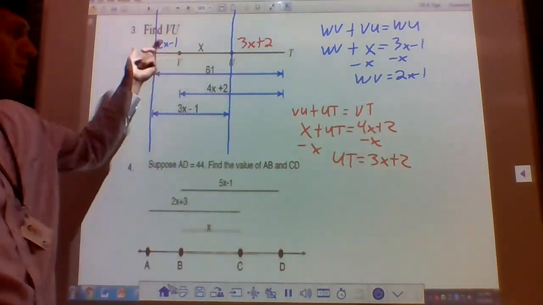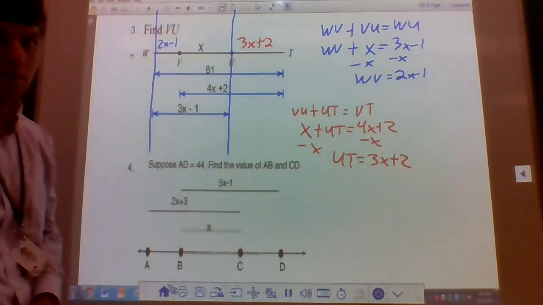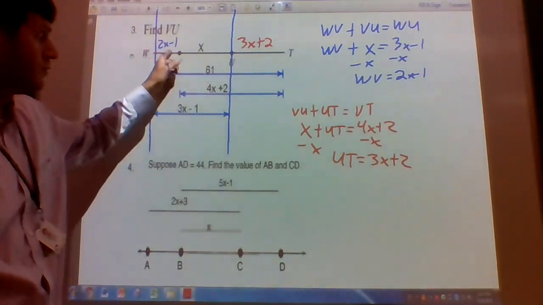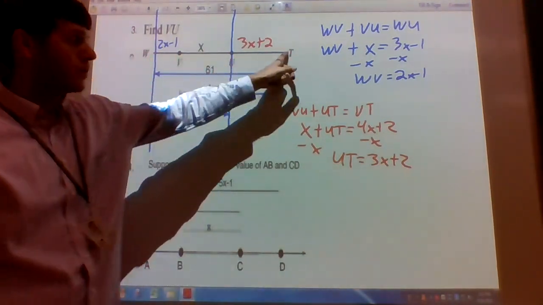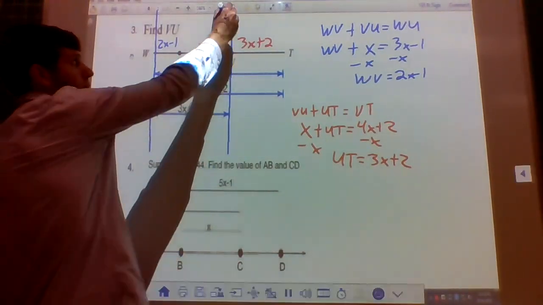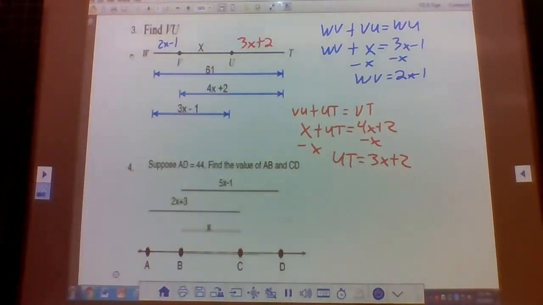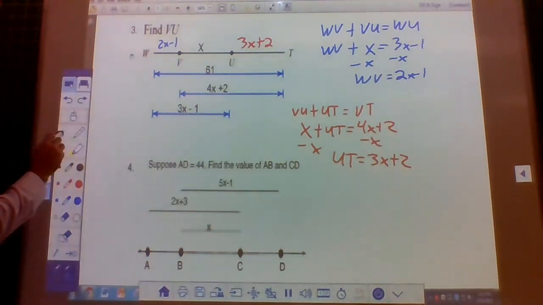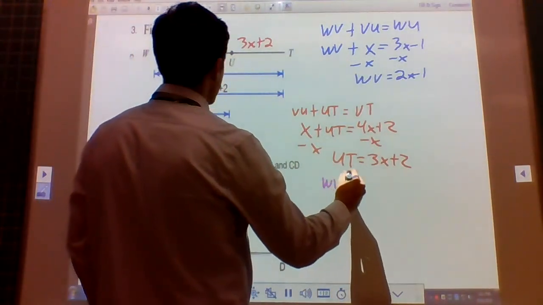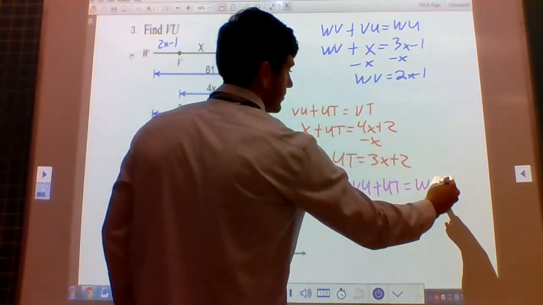3x minus 1 minus x gives us 2x minus 1. 2x minus 1 plus x gives us 3x minus 1. These 2 segments add up together to the whole thing. The part plus part equals whole. Part plus part equals whole for the first one. Now we have the 3 pieces, and we know what the whole thing is. We know the whole thing is 61. So we can do our last piece here, which is going to be WV plus VU plus UT equals WT.